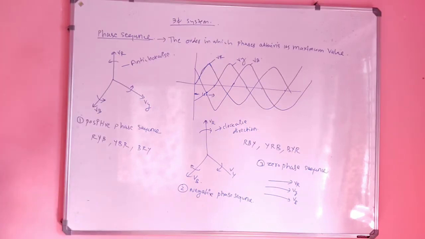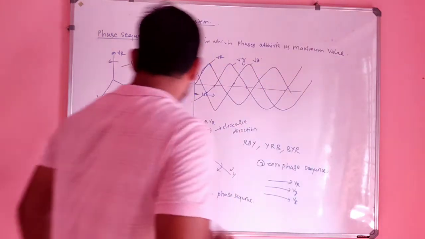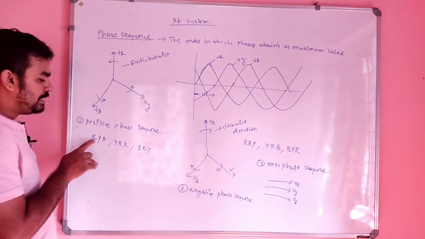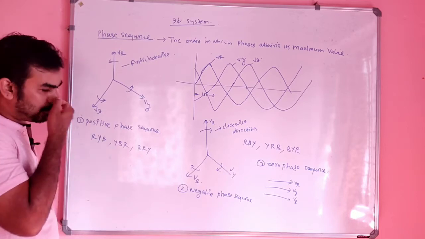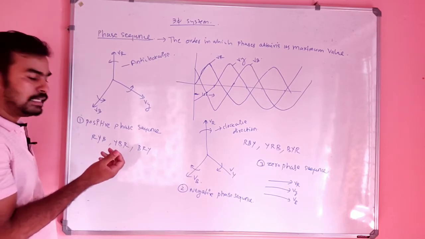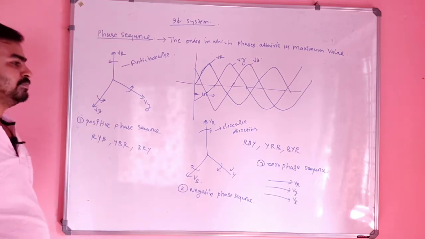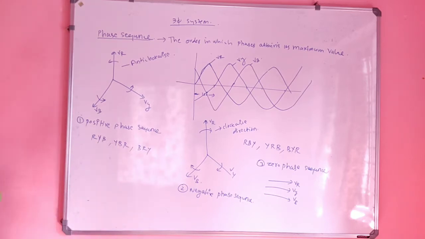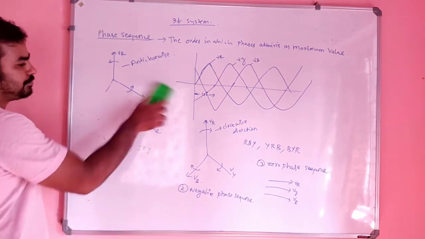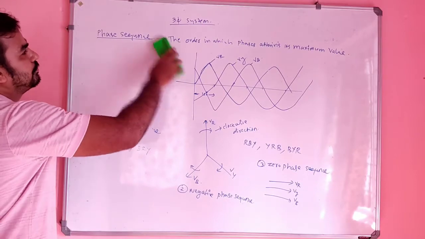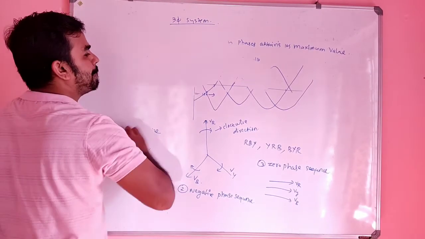Phase sequence is nothing but the order in which the phases attain the maximum. In the positive phase sequence, the first phase is R, next is Y, and next is B. If you take Y as the reference vector, then first is Y, next will be B, and next will be R. That's all. I think you already learned this in your first year electrical engineering. So that's all about the phase sequence and the positive and negative phase sequence concept.